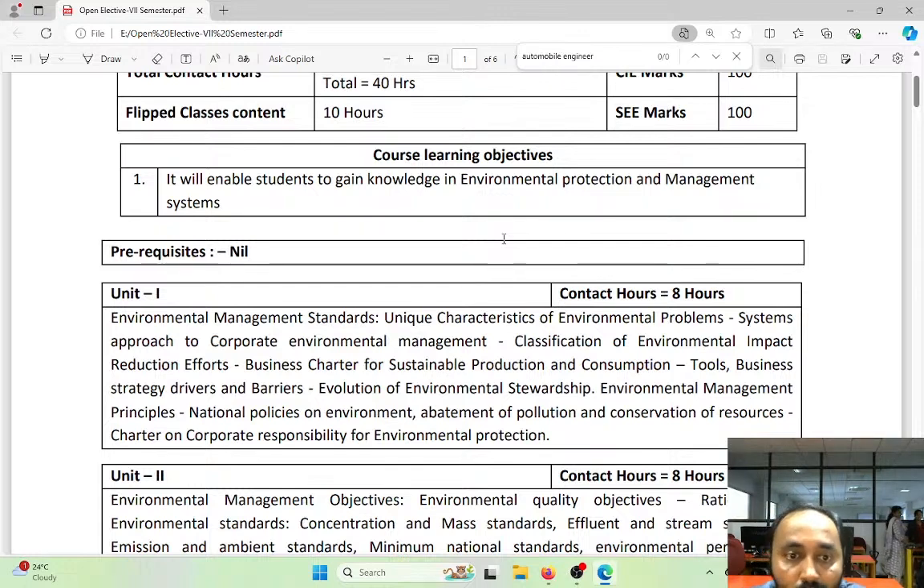So here you are going to see what are the tools that are being used and how to manage it. The first unit entirely depends on the standards that are being taken in case of environment, which includes unique characteristics of environmental problems, the classification of it, the impacts, the efforts, and some of the tools that are being used, the policies of environmental acts that are being considered like the Water Act, again Air Act, etc.